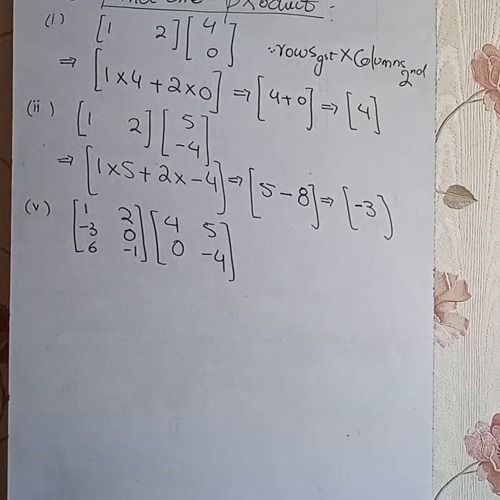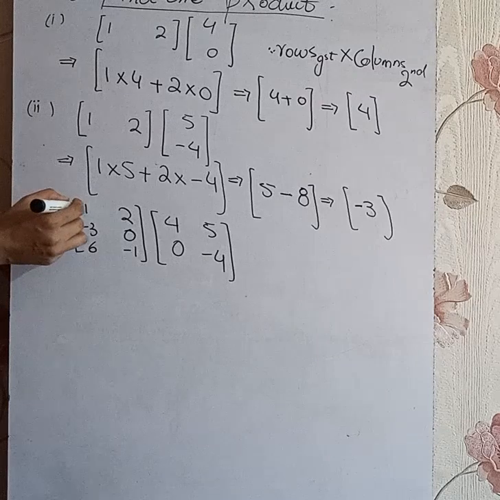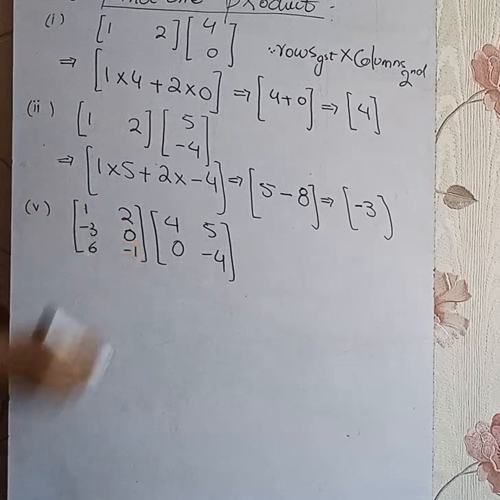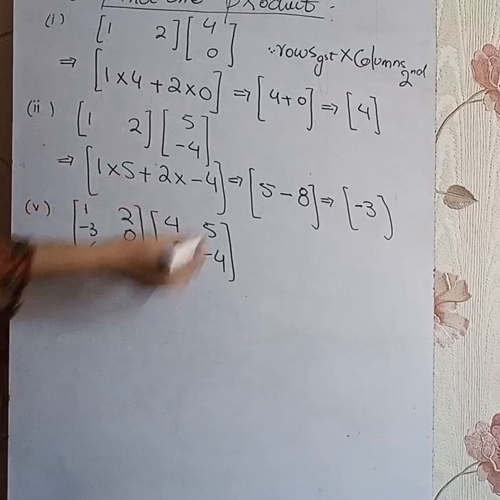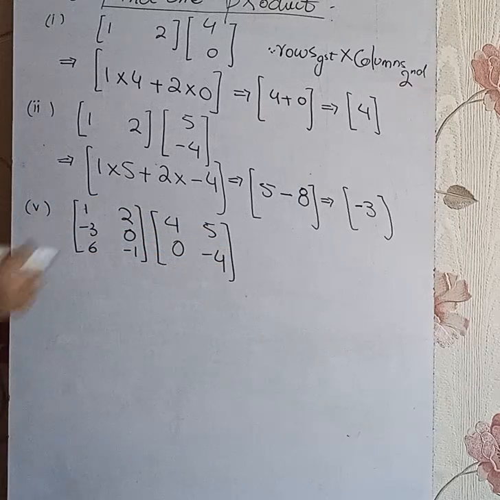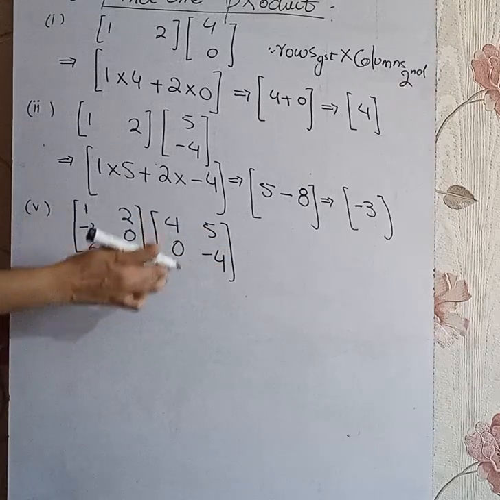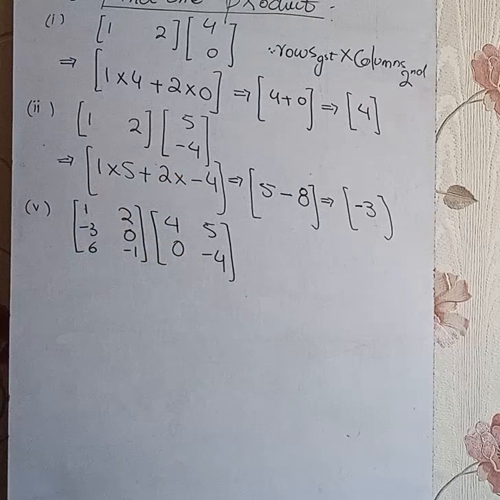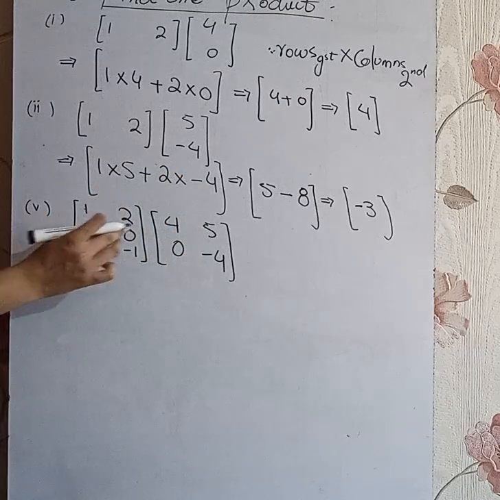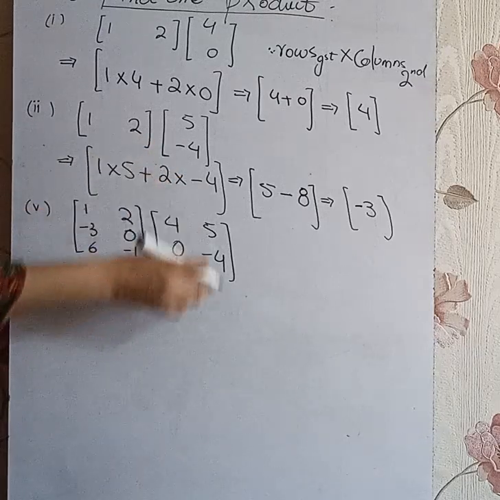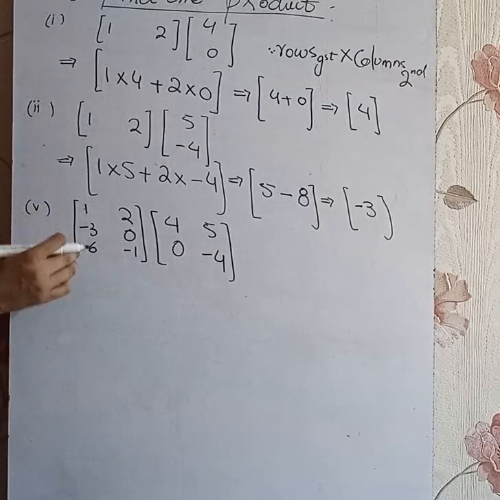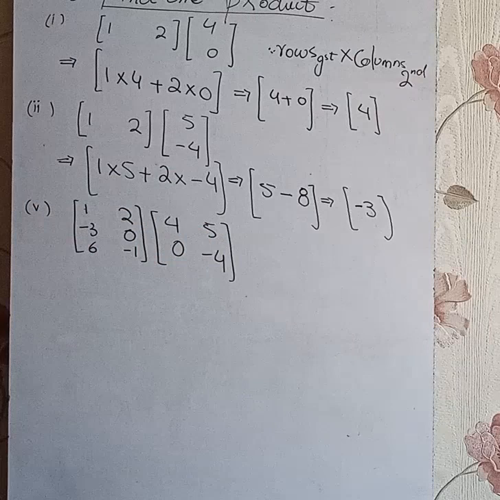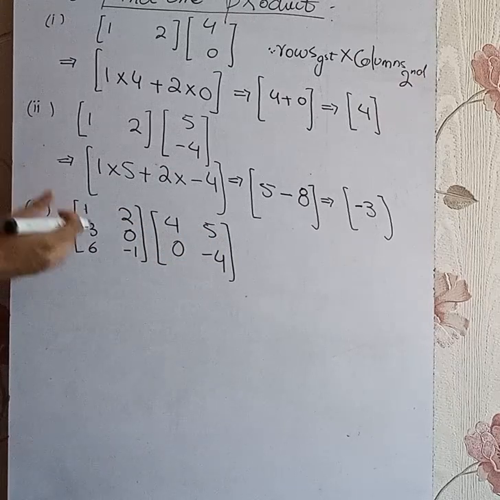Okay guys, part 5. Now we'll have to check how many rows it has. 1, 2, 3. And the second matrix has 2 columns. So first I will multiply the first row to all the columns of the second. Then I will multiply the second row to all the columns of the second. Then I will multiply the third row to all the columns of the second matrix. So just the rows are multiplied to the columns.